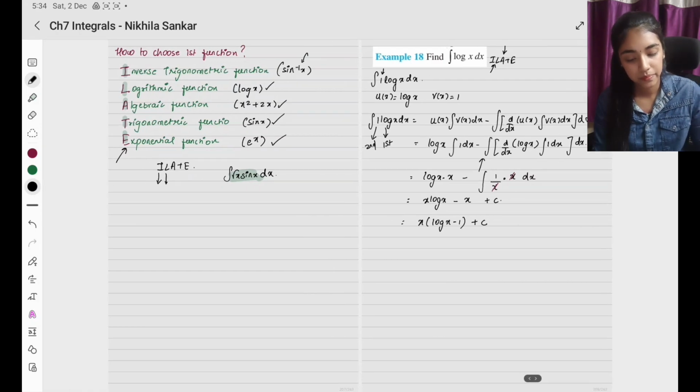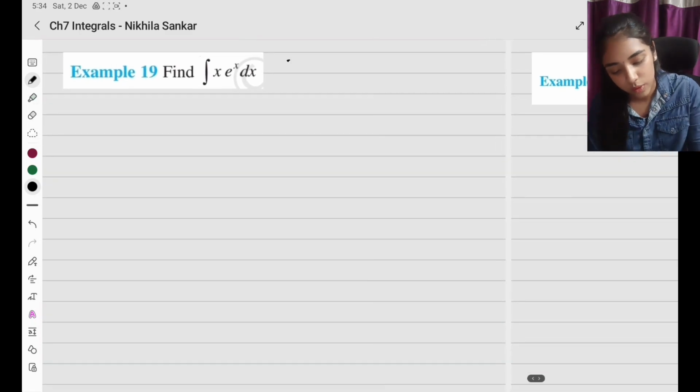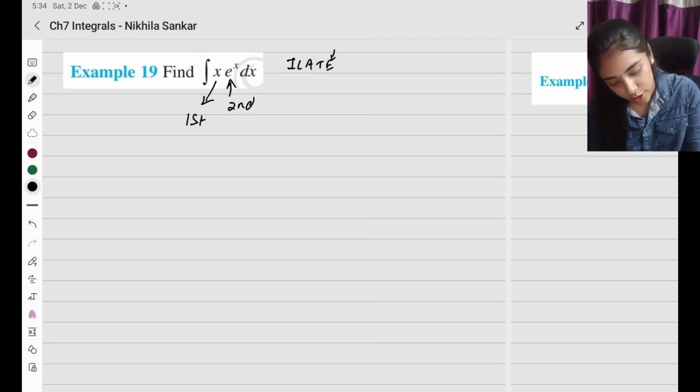Please copy. Question number 19. We'll solve a lot of questions, you'll understand. Now, ILATE: you know that the exponential function gets the least preference. So what is my first function? x is going to be my first function and this is going to be my second function.